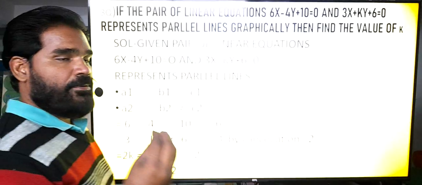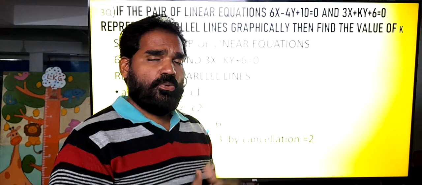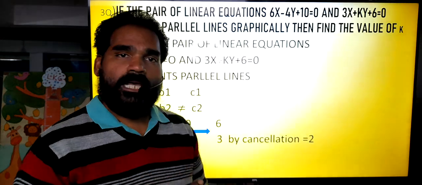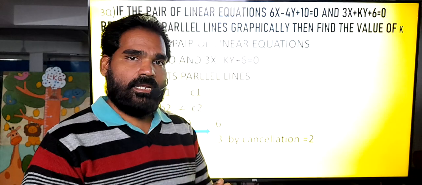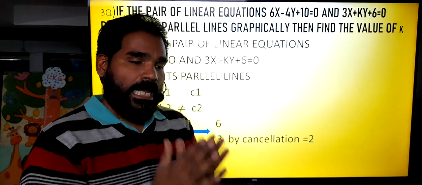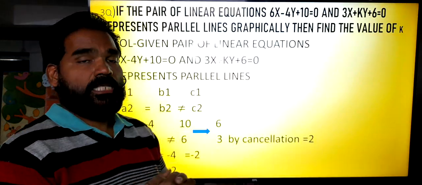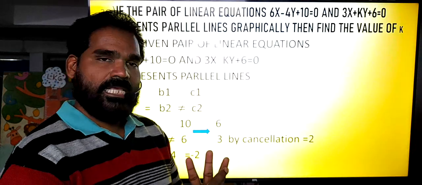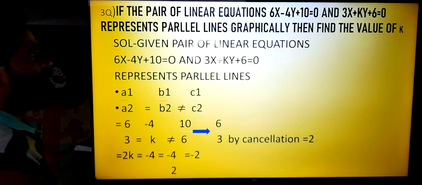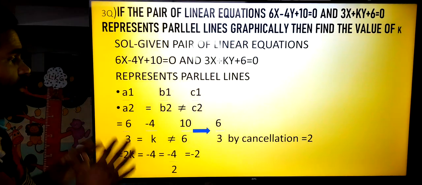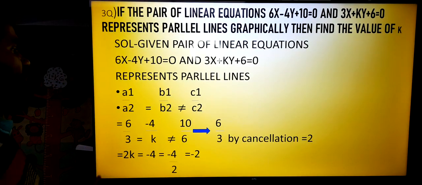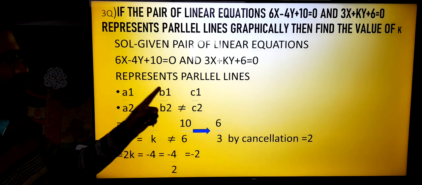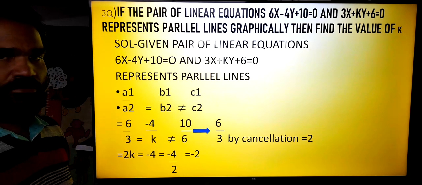Sometimes the given equations represent non-parallel lines, intersecting lines, or coincident lines, different cases. That one is what we call the clue. Among the three cases, the clue given here is parallel lines. So if it represents parallel lines, then the formula will be a1 by a2 equal to b1 by b2 not equal to c1 by c2.